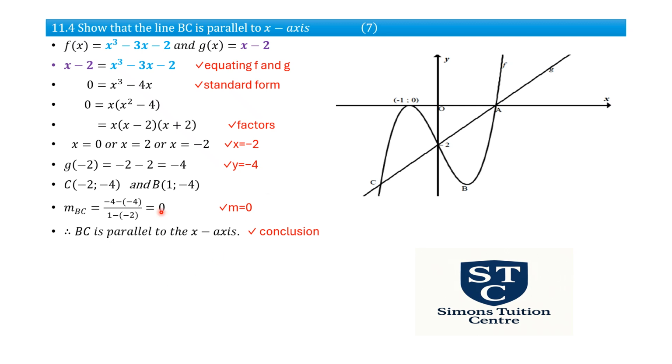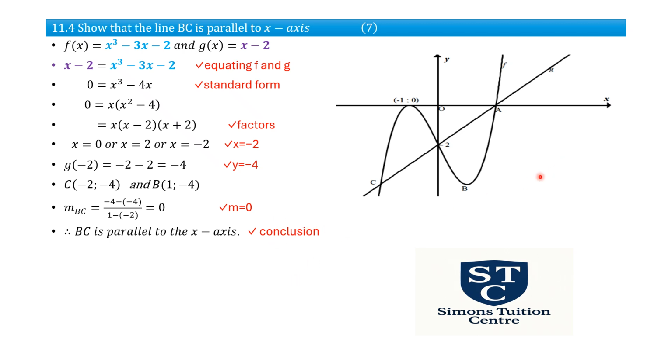Right, so if my gradient is 0, that means BC is parallel to my x-axis, because the x-axis also has a gradient of 0. As I said, 1 mark for choosing x equal -2, 1 for getting y equal -4, 1 for getting the gradient equal to 0, and another mark for conclusions.